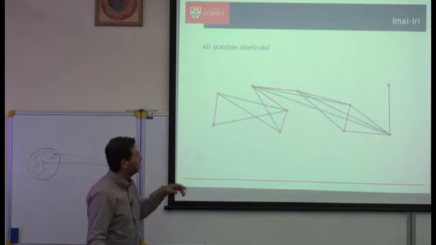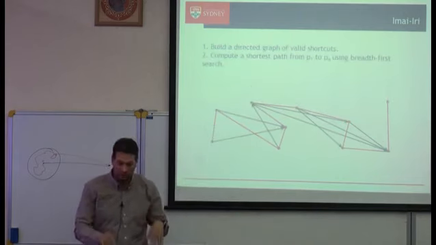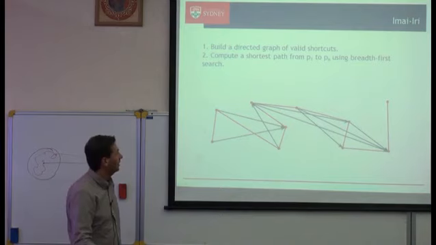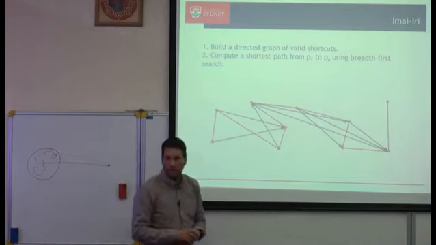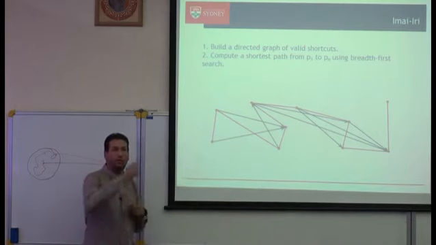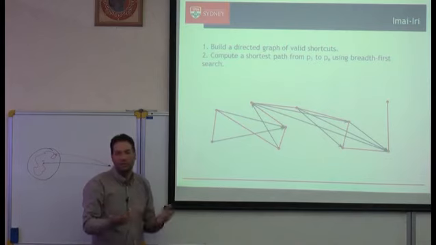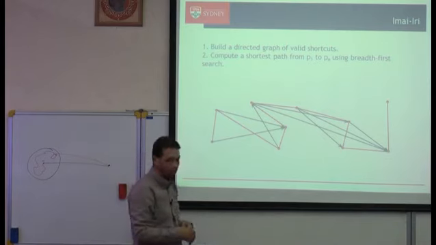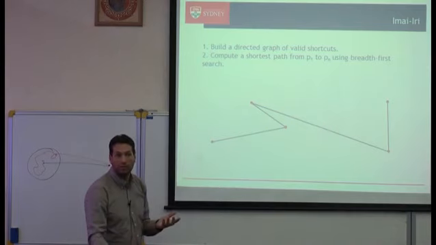So at the end, this is all the valid edges, all the valid shortcuts. Then we make a directed graph of all the edges. So we always go from behind to the front. You cannot really go backwards. Actually, you wouldn't even gain anything from that. And then you just compute the minimum link path. This will be the simplification with the smallest number of edges.